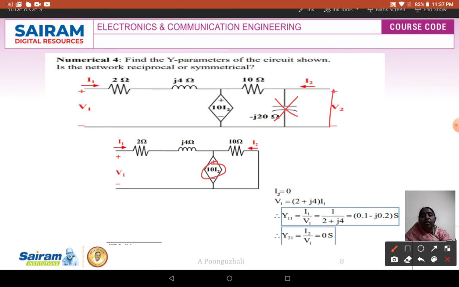So this is I2. I2 current is also 0 there. So here in this case, this will also be 0. So the only network is going to be 2 plus j4 into I1. So Y11 is equal to I1 by V1. It is 1 by 2 plus j4. Converted, you will be getting it in rectangular form. So next is Y21. Y21 is equal to I2 by V1. I2 we know is just 0 current there. So when it is 0 current, we can write it as 0 Siemens.